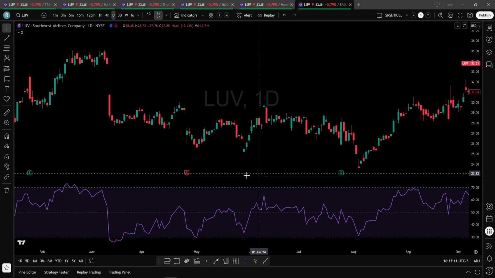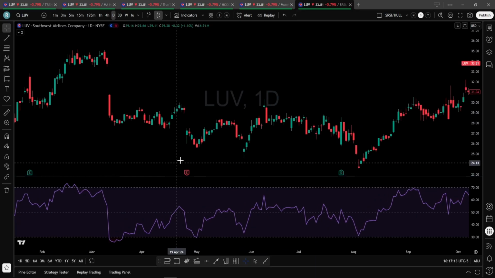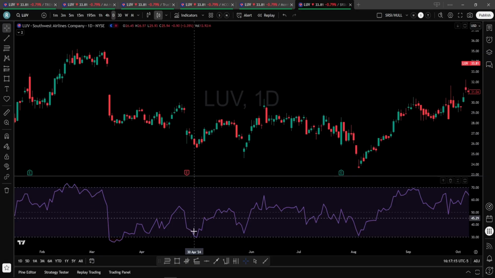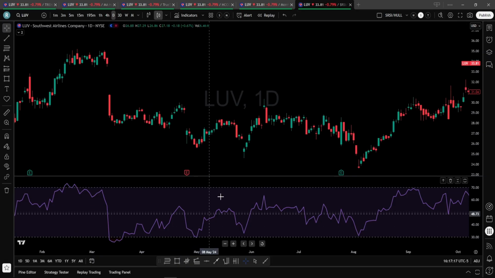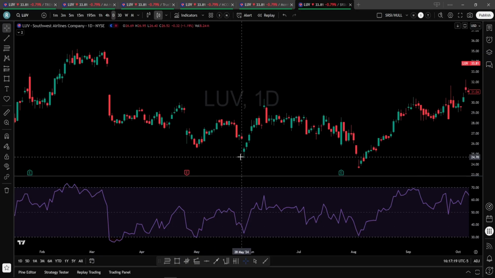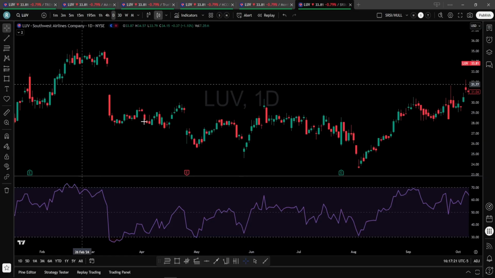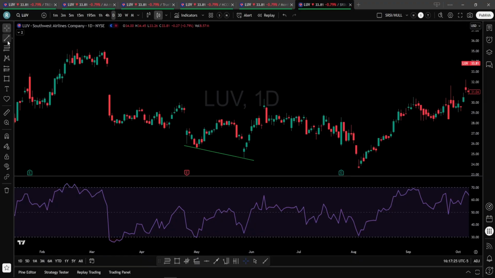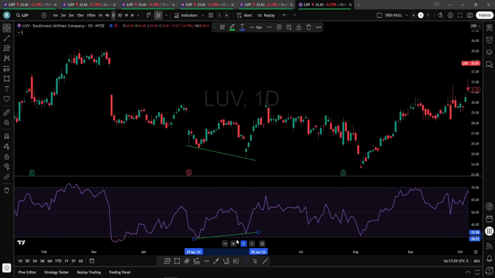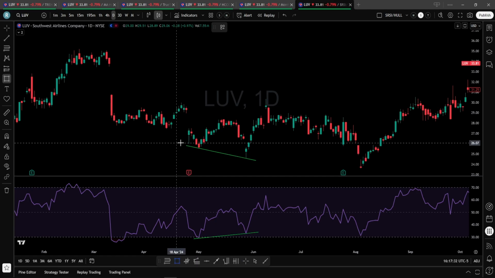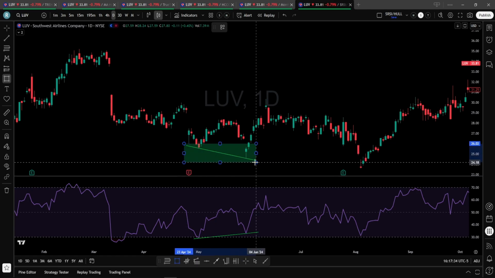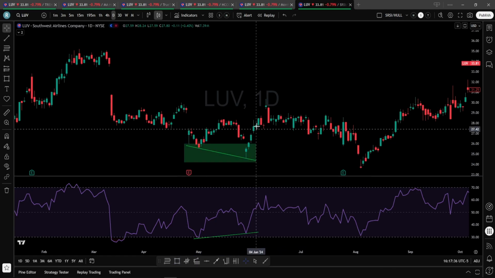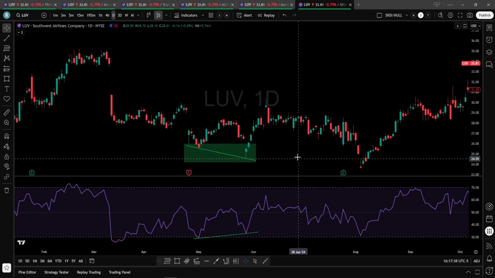Here's another small example. Again, we have a low, and in the RSI we have the low, then it's followed by an even lower low. However, on the RSI it is not. This is a bullish divergence. Expect prices likely to move higher.